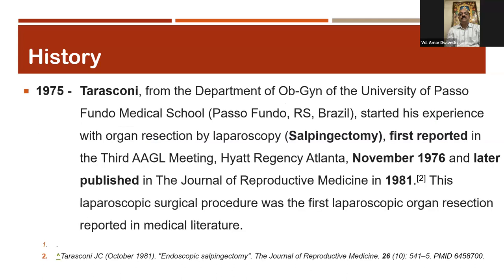In 1975, Franz Kony from the Department of Obs and Gynecology of the University of the Patient Fundo Medical School started his experience with organ resection by laparoscopy, and he did the salpingectomy, first reported at the Third American Association of Gynecological Laparoscopy meeting in November 1976, and later published in the Journal of Reproductive Medicine in 1981. This laparoscopic surgical procedure was the first laparoscopic organ resection reported in medical literature.